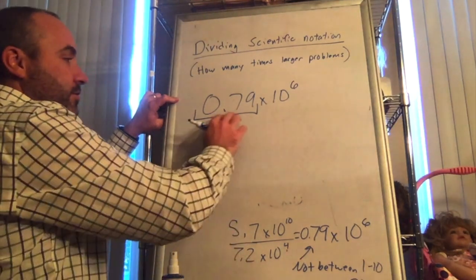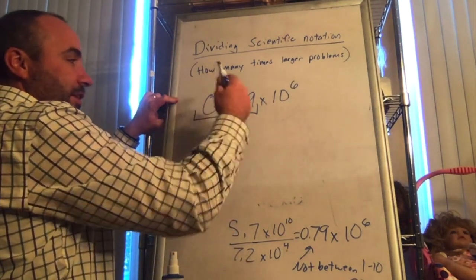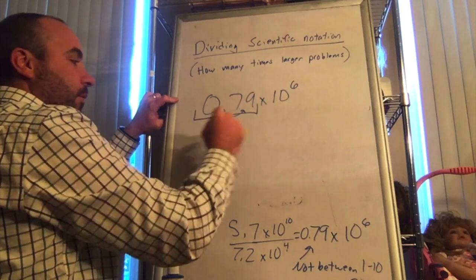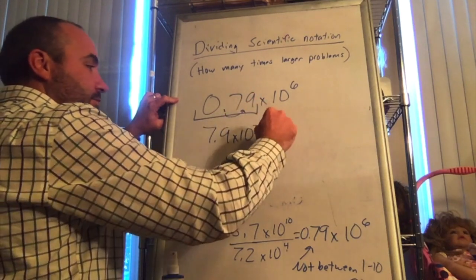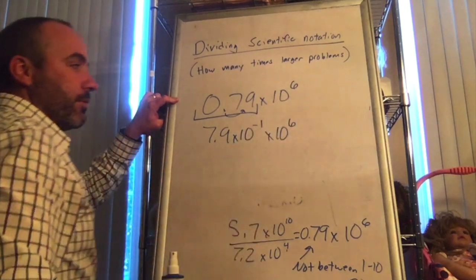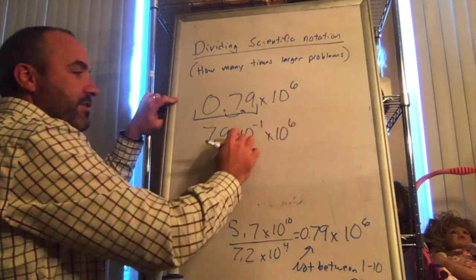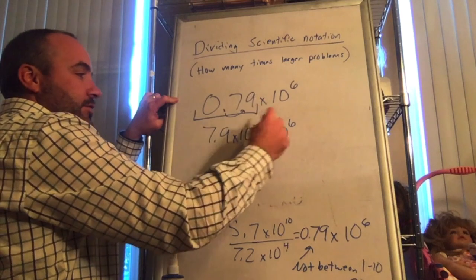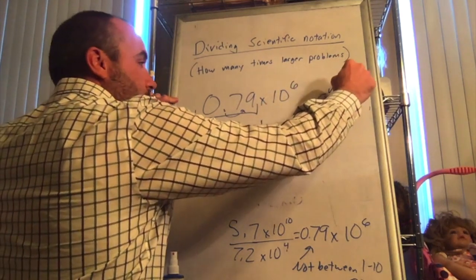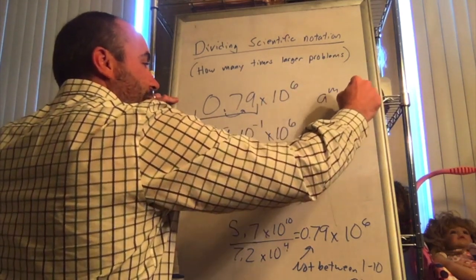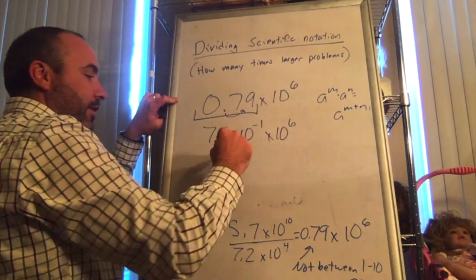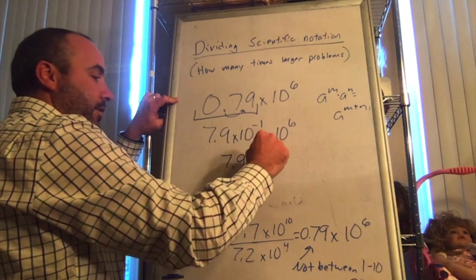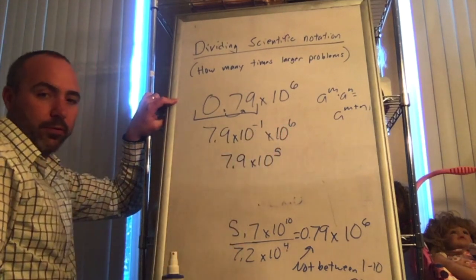So I know that this is smaller than 1, so I'm going to need a negative exponent, but I only got to move it one spot. So it'll be 7.9 times 10 to the negative 1st times 10 to the 6th power. So what this is telling me is, if you remember that one property, when we multiply, we're actually going to add the exponents. So I can take negative 1 plus 6 and get 5. So 7.9 times 10 to the 5th power.